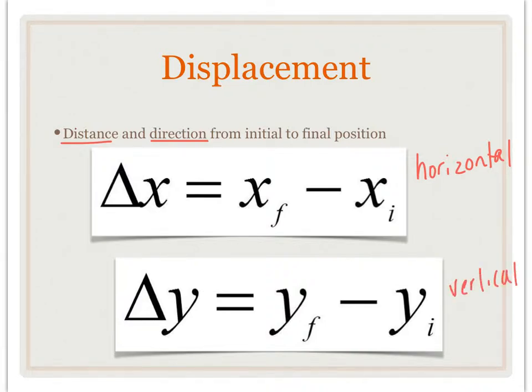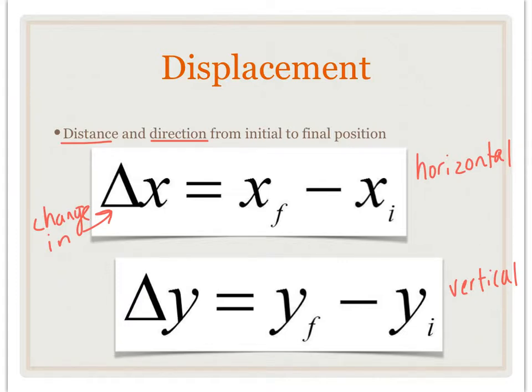Notice that they're exactly the same equations. It's just which one is which for horizontal versus for vertical. In these, the different symbols that we have here, this triangle is technically a Greek delta symbol, and it means change in. So the displacement is technically the change in X or the change in Y. So it's, how does my position change from my initial position to my final position.